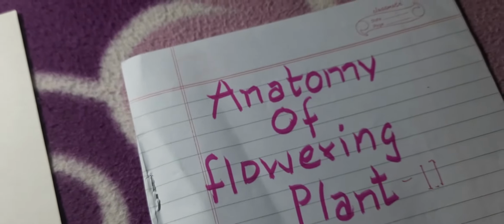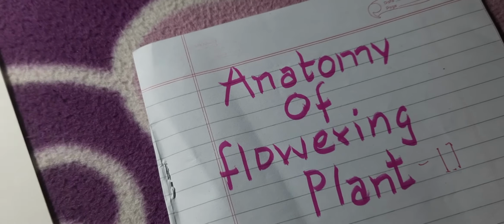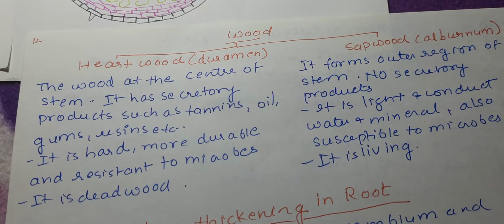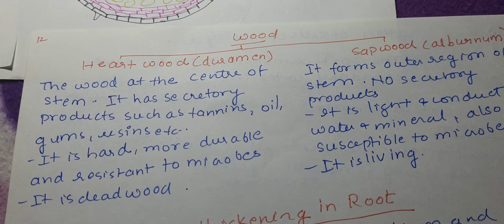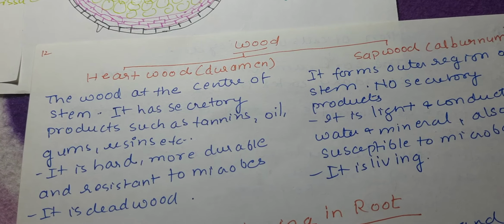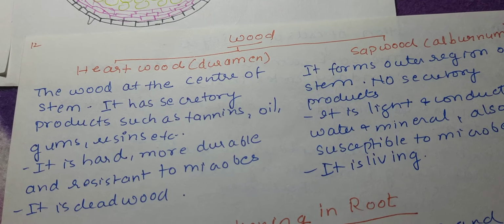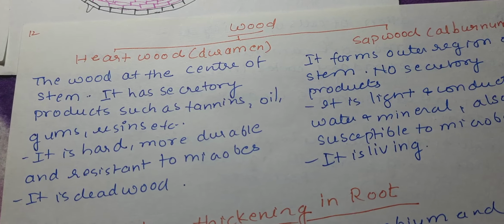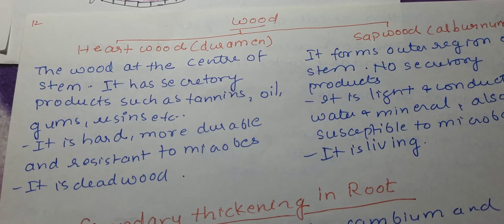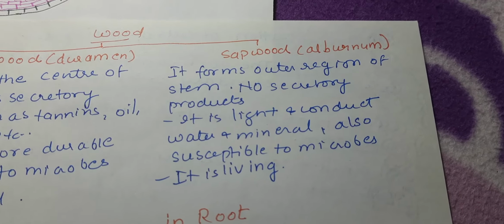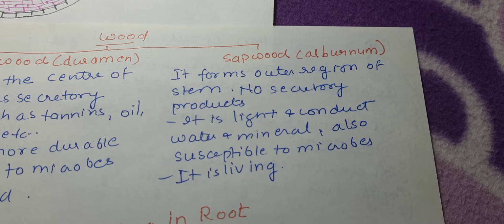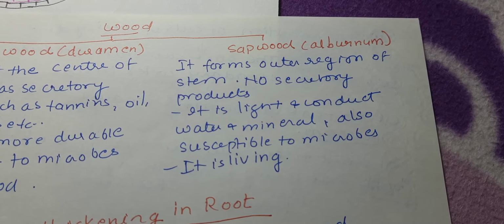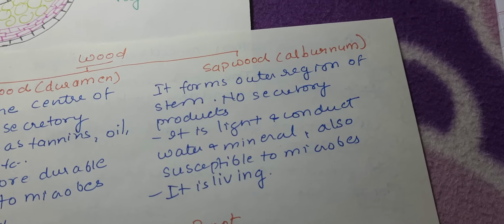This is the difference between them. The wood is also categorized as heartwood and sapwood. If you see the transverse section of the trunk of a tree, the darker region in the center is called heartwood, because it consists of many secretory products like tannins, oils, and gums, and it is hard, more durable, and resistant to microbes, and it is dead wood. Whereas the sapwood is the outer region of the stem. If you see the trunk piece, it has no secretory products, it is light, it conducts water and minerals, and it is susceptible to microbes, and it is the living part.